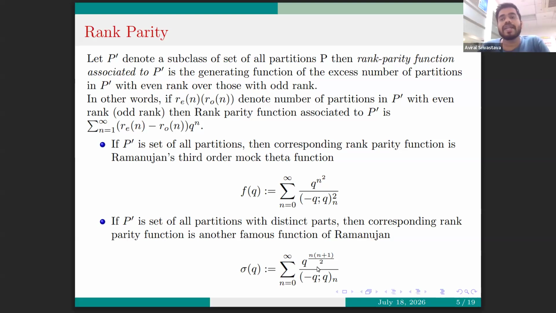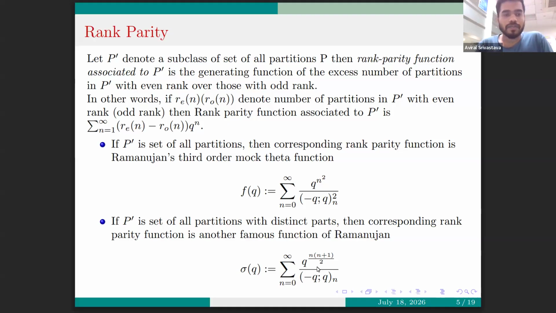Now, if I move on to P', say, the set of all partitions with distinct parts, we are shifting our class from all partitions to partitions into distinct parts. Then the corresponding rank parity function is another famous function of Ramanujan, the sigma function. It also has some modular properties that I will describe in the next slide, and it appears in the sum of tails identity of Ramanujan, which was presented last day by Gaurav.